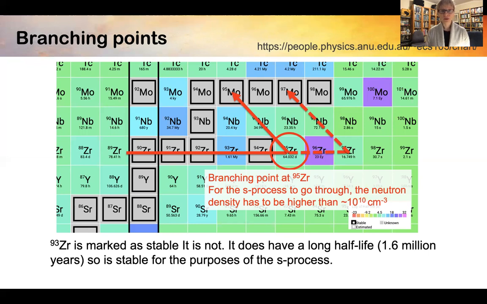Now, you notice that zirconium-93 is marked more or less as stable here. The s-process goes through it as if it was a stable isotope, so we have a solid line that goes through zirconium-93. There's no branching point at zirconium-93. However, it has a half-life of 1.6 million years. And so for the purposes of the s-process, we consider zirconium-93 to be stable. That's why, even though it's actually marked as unstable here, it behaves like a stable isotope for the purposes of the s-process. And that's what that slide was meant to say.